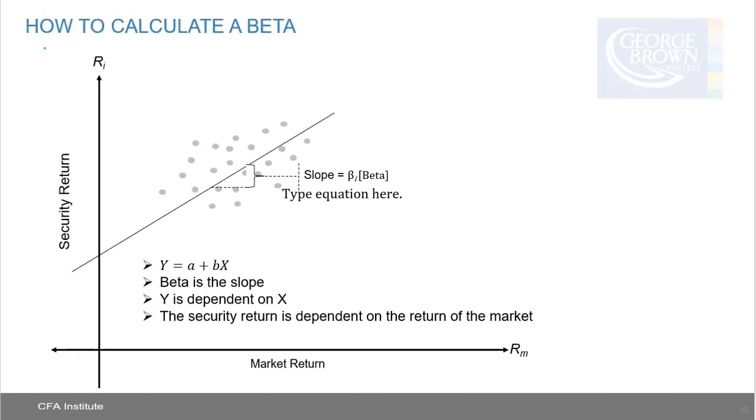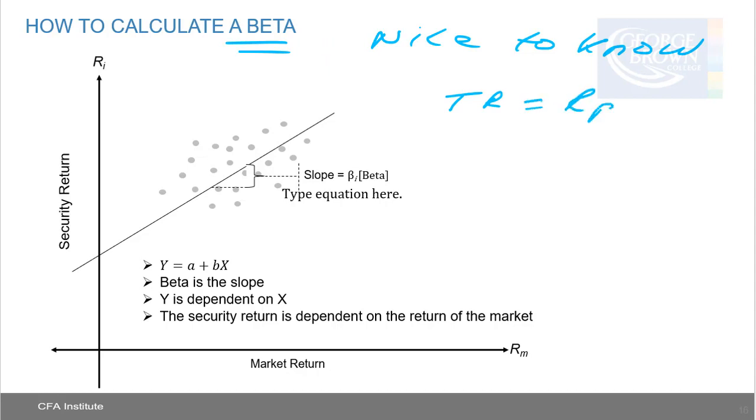Okay, this part of the video is a nice to know. It's not a need to know. I'm just going to go through it very quickly because for the Treynor ratio, it was the return of the portfolio minus the risk-free rate divided by the beta of the portfolio, but we haven't really covered in any detail what a beta is.